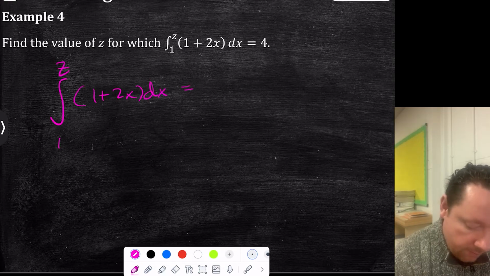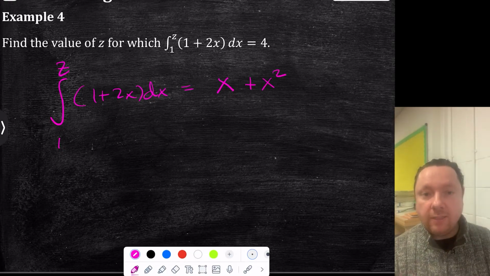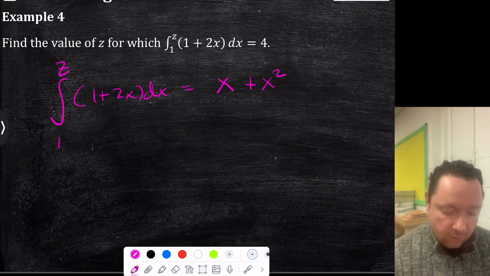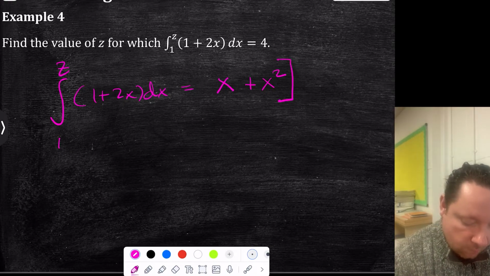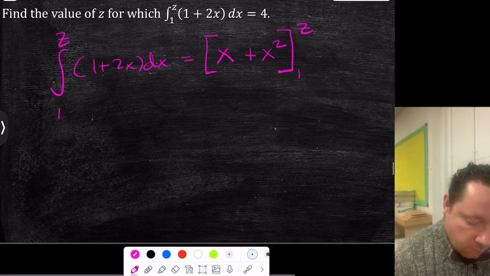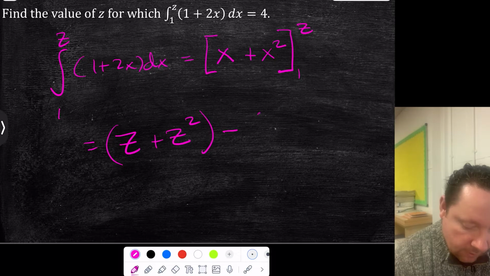So we can integrate that. 1 becomes x, and 2x becomes x squared. Add 1 to the power, that's squared, divide by the power, 2 divided by 2 is 1. So we've just got x plus x squared, and that's between 1 and z. So we're going to sub that in. That gives me z plus z squared for the first one, minus 1 plus 1 squared.